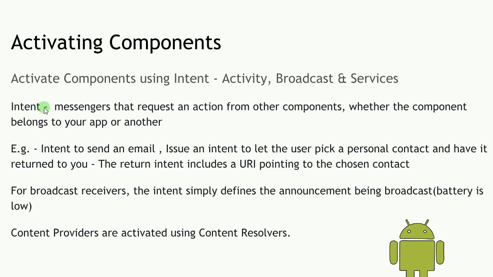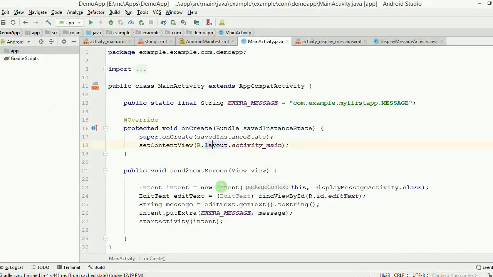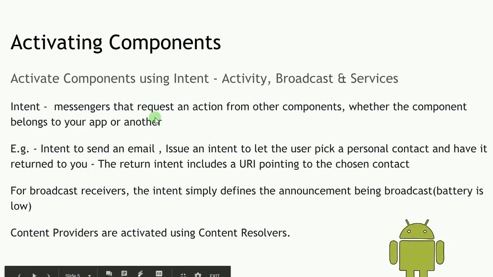Now, intent, we have already discussed this a little bit. You can consider it to be a messenger that requests an action from other components, whether the component belongs to your app or another app. If you remember, let me take you to Android Studio. We had used an intent here. This was the intent object, and we basically wanted to start another activity. This is the display message activity, right? That's when we created an intent object here, provided it with some data, and then started it using the start activity method here, right? So that's what we mean here. When you say that you want to start an activity, then you have to use an intent. Similarly for broadcasts and services, we will see these examples later as and when they come up, right? You can also use an intent to send an email.